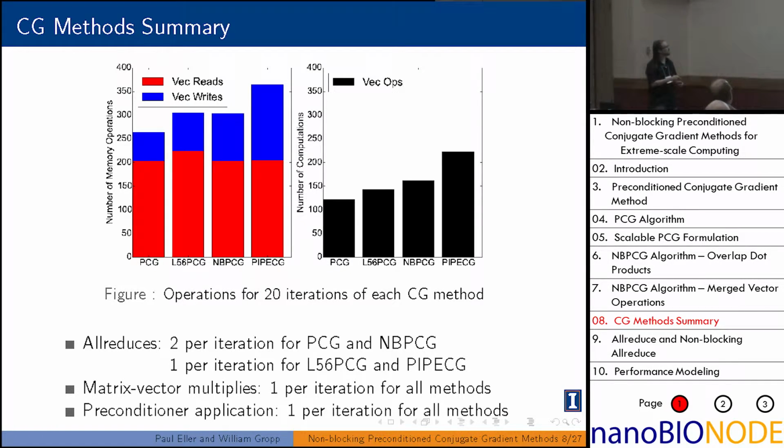And we see that L56 PCG and NBPCG have about the same amount of work as far as reads and writes go. The computation goes up a bit as we have to rearrange the methods more, but this computation is not too expensive. We should also note that PCG and NBPCG have 2 Allreduces per iteration, while L56 PCG and PCG have 1 Allreduce per iteration. All 4 of these methods have 1 matrix vector multiply and 1 preconditioner application.